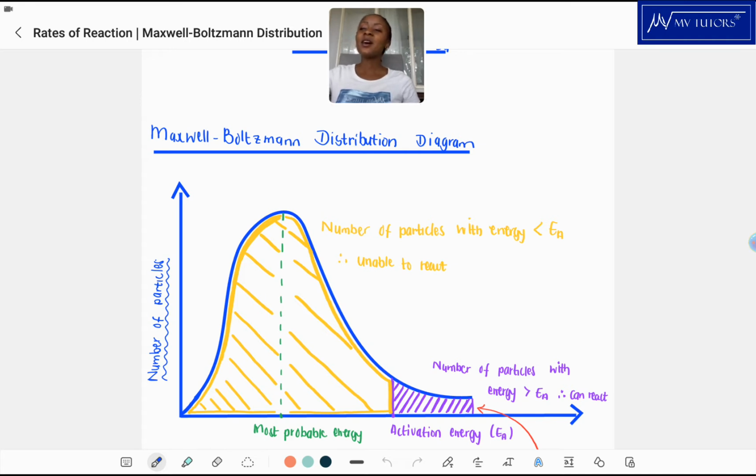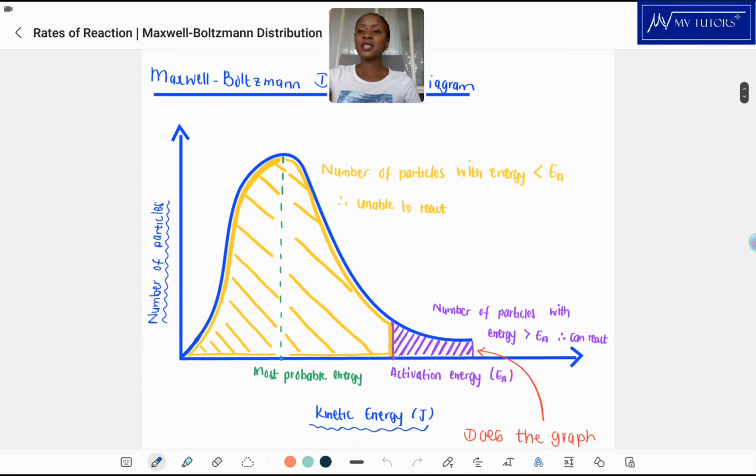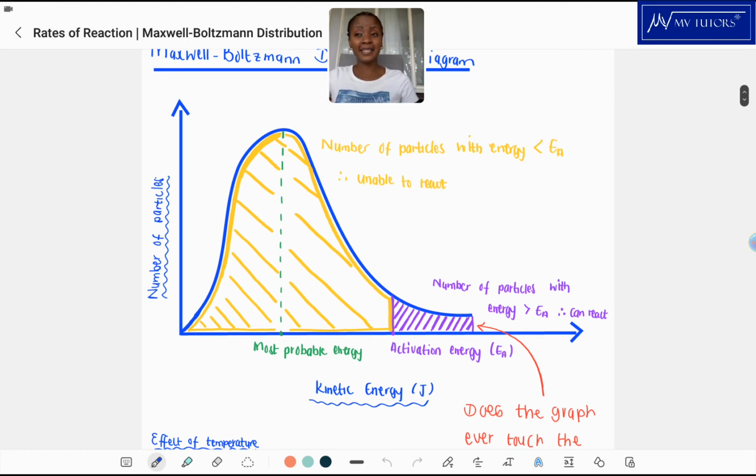Okay, so on the y-axis, that is where we have the number of particles. Alright, and the x-axis, that's actually where we have the kinetic energy, mostly measured in joules.